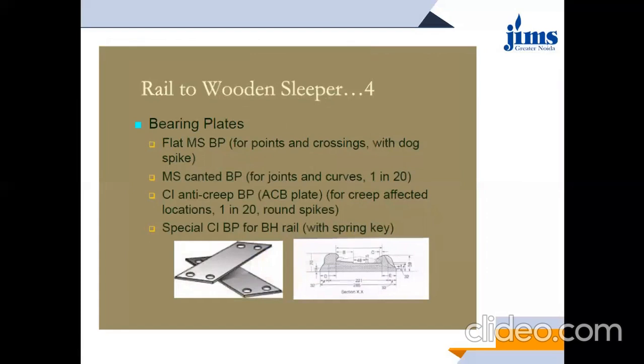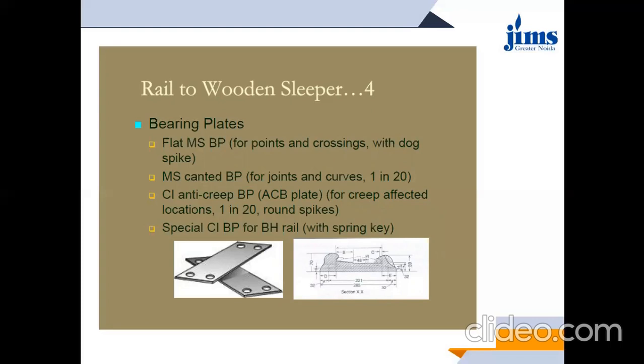Then there are bearing plates, flat mild steel bearing plates. These are used with the help of a dog spike for points and crossing. So wherever we do rail fixing at points and crossing, certainly we sometimes cannot use normal devices. Why? Due to lesser space available, plus there are certain other devices or other components which are to be installed over there. So in that case, we make use of these MS or mild steel flat plates.